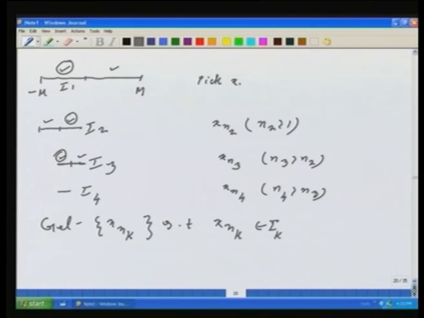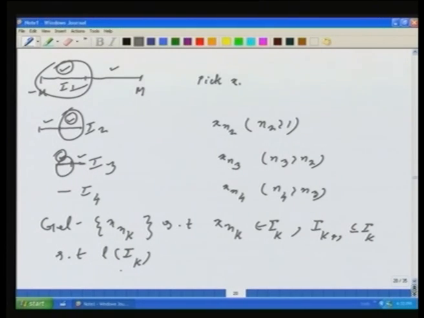It is also clear just from the construction that it is a nested sequence, that is I k plus 1 is certainly contained in I k. And the way I am doing it, certainly the lengths are decreasing, that we can see from here. First length was this portion, then it was this portion, then this, then again getting half. So, it is going down to 0, that is, the length of I k goes to 0 as k goes to infinity.